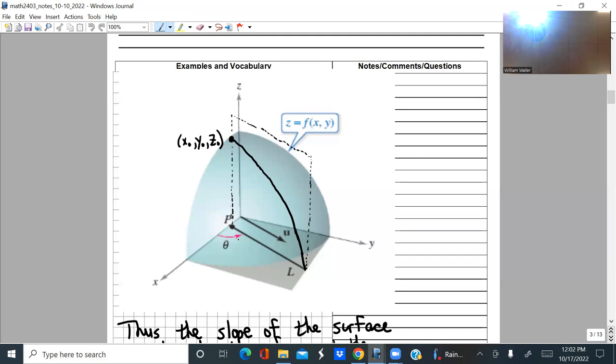Now, form a plane here that's perpendicular to the xy plane. Do you see that plane that I've drawn in here? It's perpendicular to the xy plane, but it's parallel to the vector u. I want to make sure that this plane, however, cuts through the surface at this point. That's the point that I was trying to determine the slope at. So when you cut that plane through this surface, of course, what does it form?